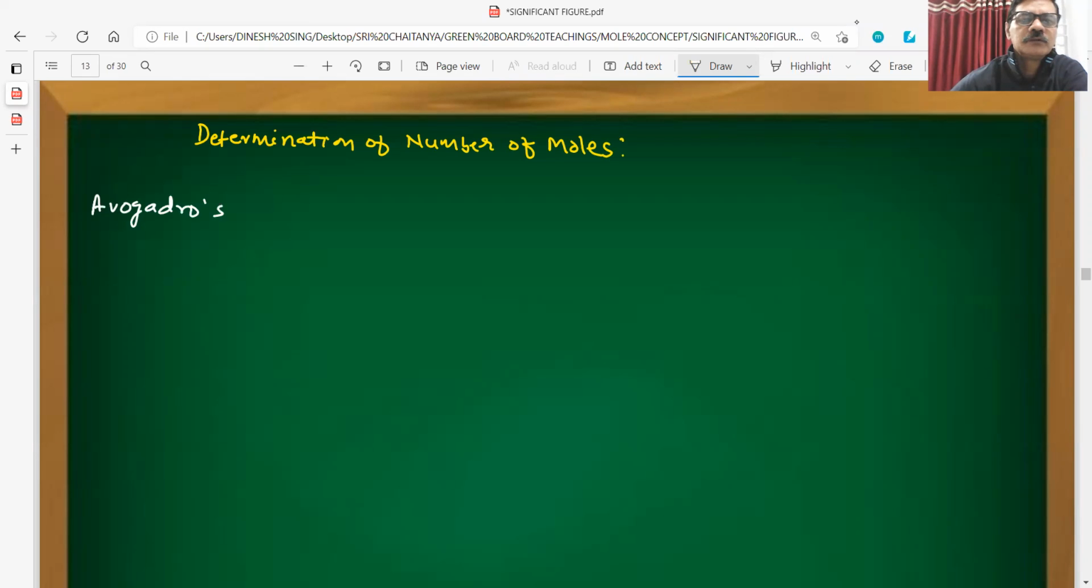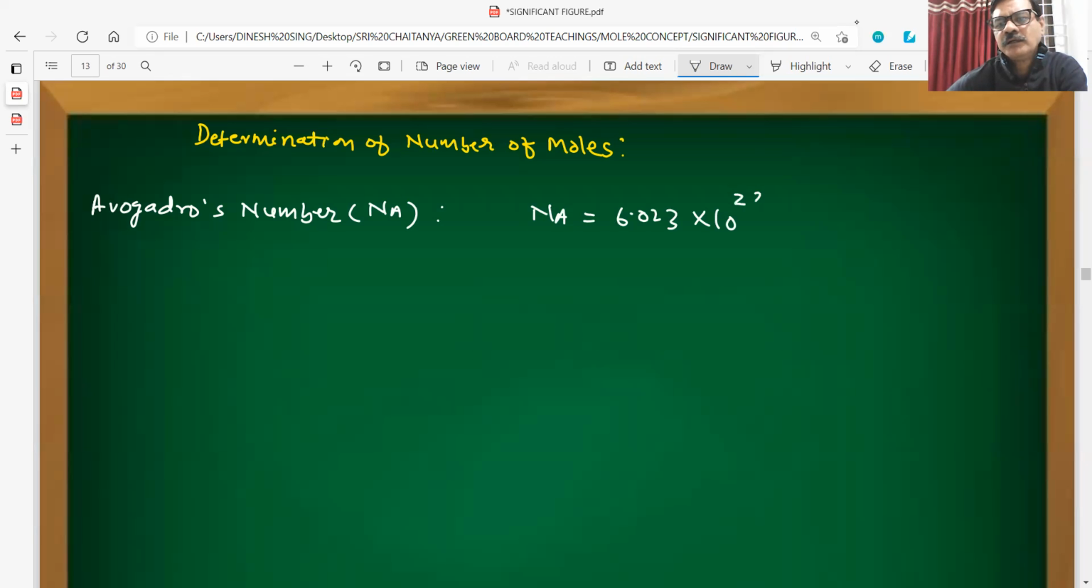Avogadro's number. It is denoted by capital letter N with subscript A, so Avogadro number is basically Na. It is the quantity which contains 6.023 into 10 power 23 molecules. Or, 1 mole is the quantity which contains Avogadro number of particles.